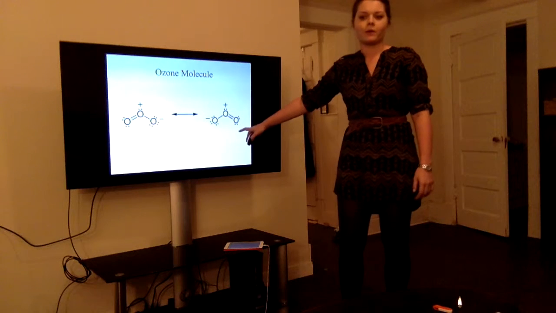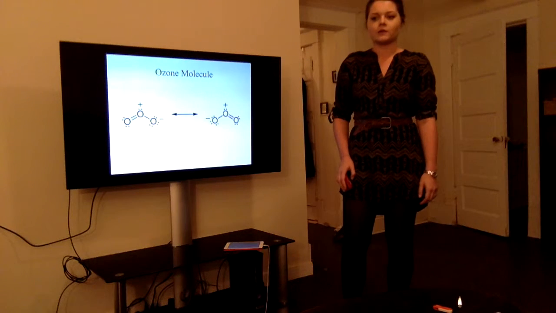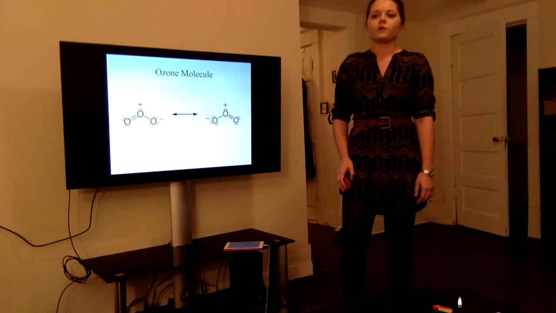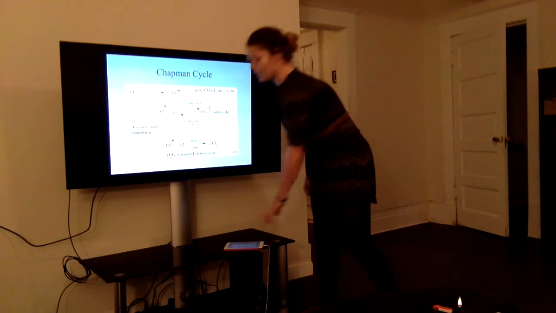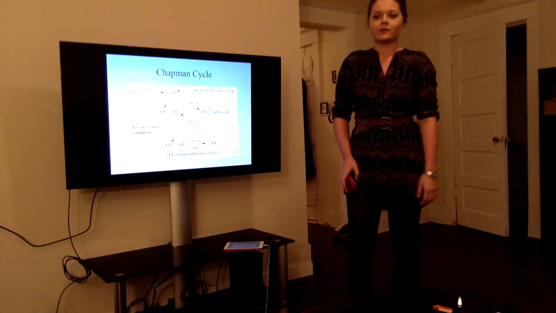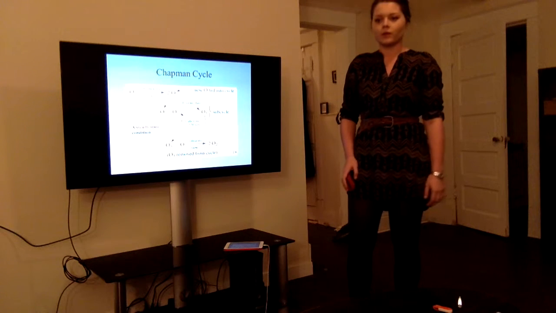In a 24-hour period, hundreds of thousands of tons of ozone molecules are created and destroyed, resulting in a relatively steady amount of the compound. The 4 steps of the Chapman cycle show how these molecules are created and destroyed.